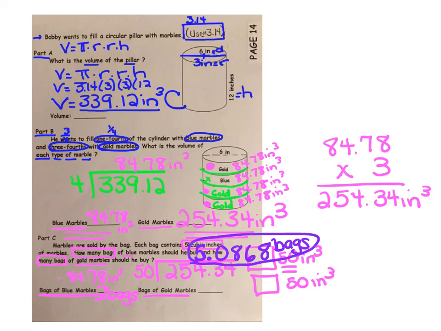Well, if you pick up just 5 bags of marbles, you'll fall just a little bit short. So in order to cover the project, you'll have to round up and pick up 6 bags to actually get the job done. This concludes page 14.